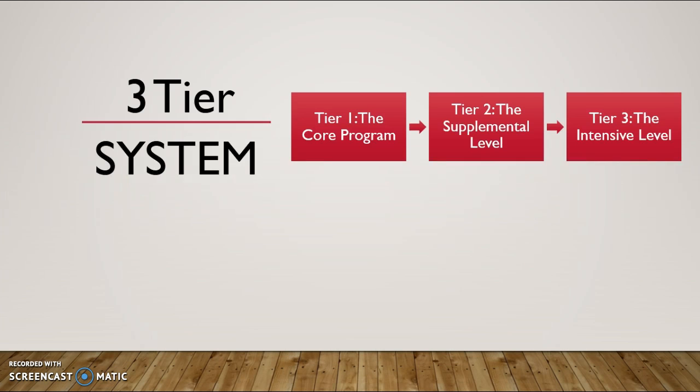So the heart of the RTI model lies in the use of a 3-tiered instruction. In the RTI framework, the instruction delivered to students varies on several dimensions that are related to the nature and severity of the student's difficulties. The three-tier system consists of Tier 1, which is the core program.